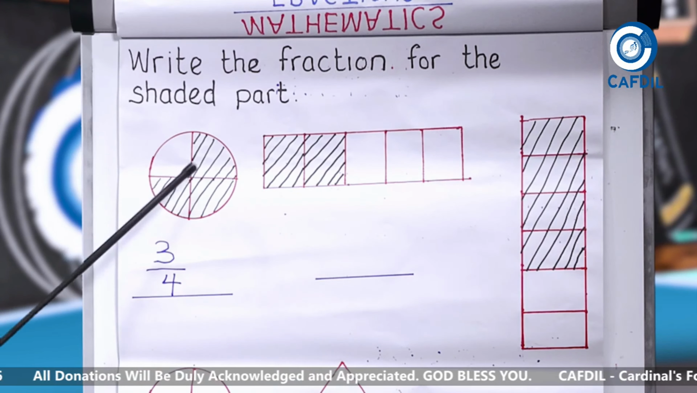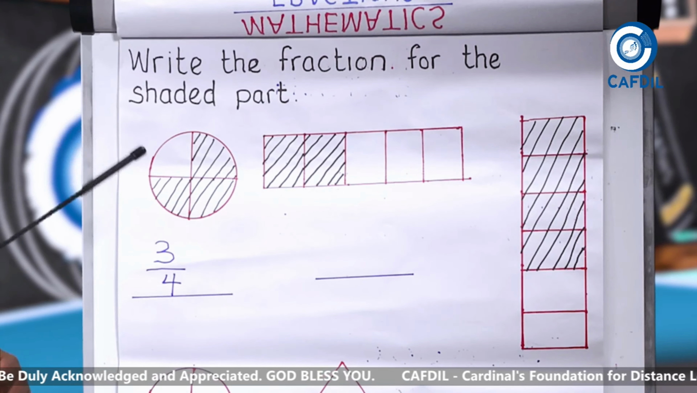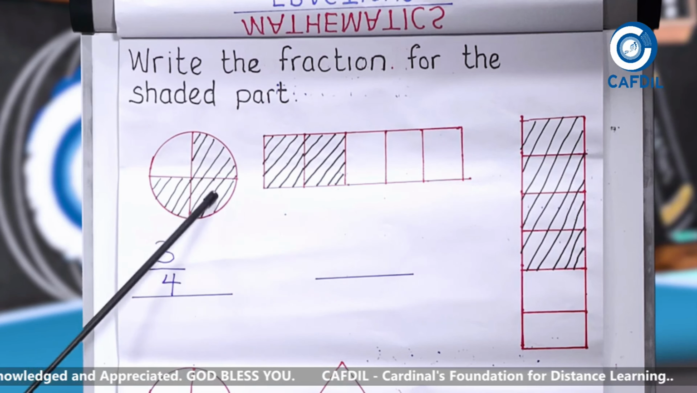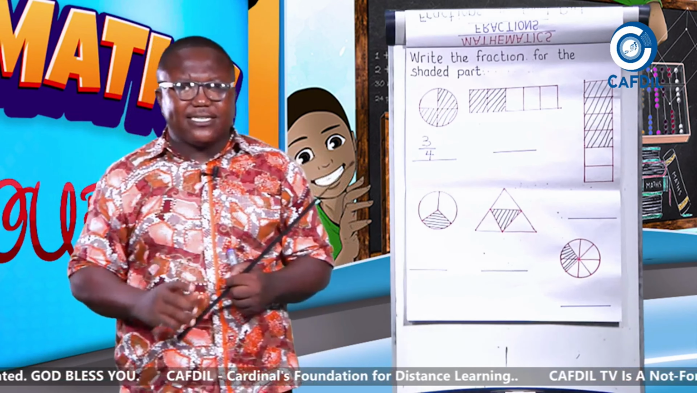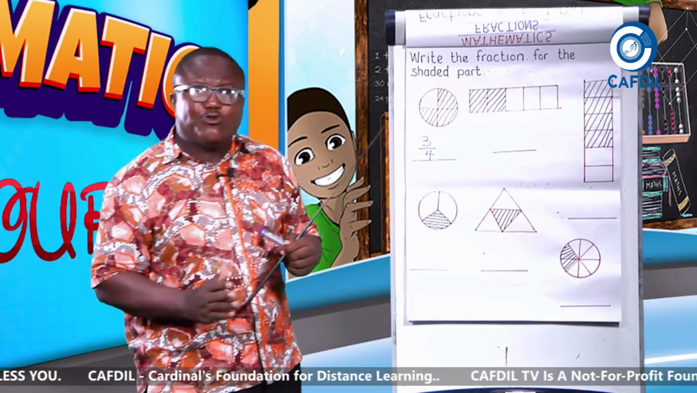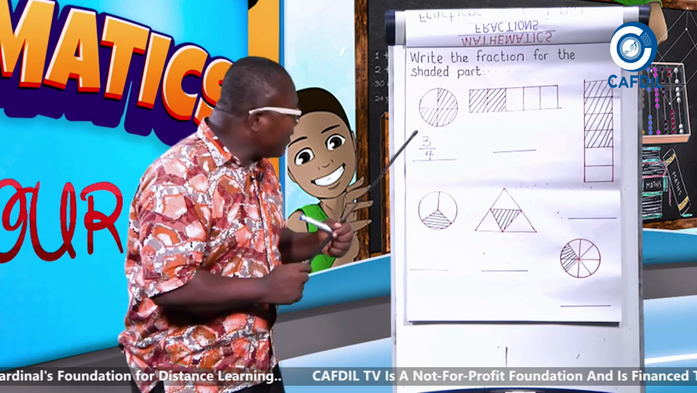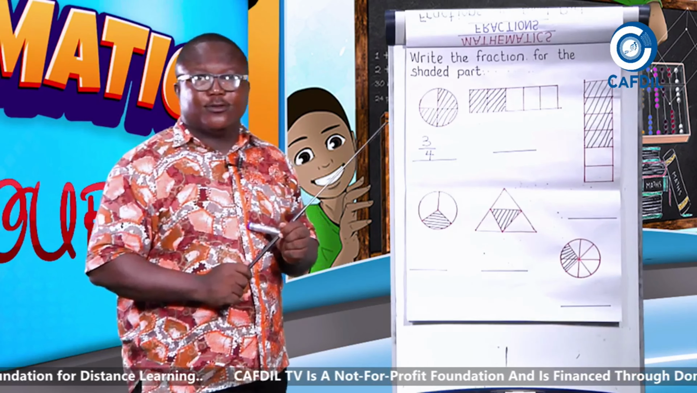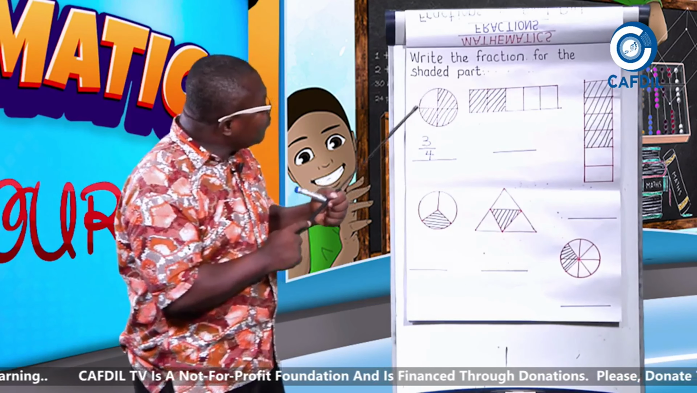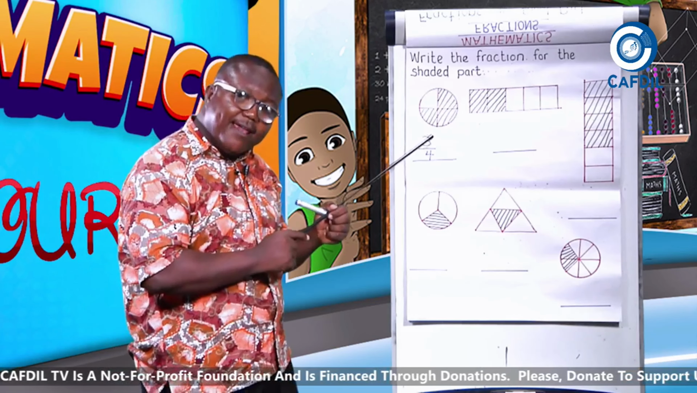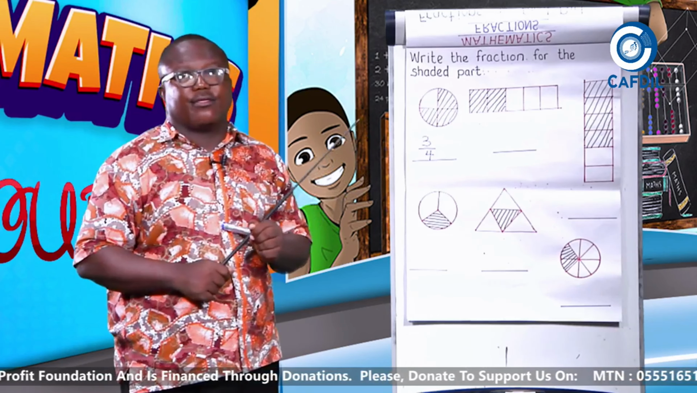So 3 has been shaded. 1, 2, 3. So 3 out of the total. Total is what? 1, 2, 3, 4. You've seen it. So that is the fraction. And this one, when we are writing, it will be more appropriate for us to say it is what? 3/4. So here, when you are representing this fraction, you will say the fraction which has been shaded is what? 3/4.